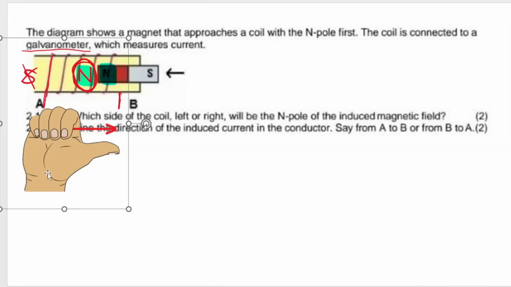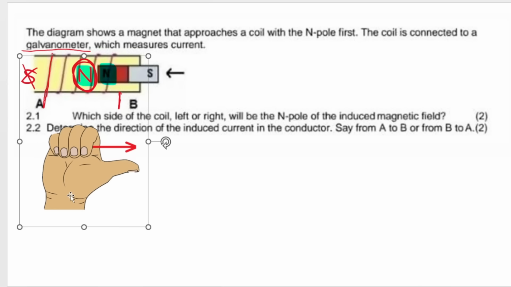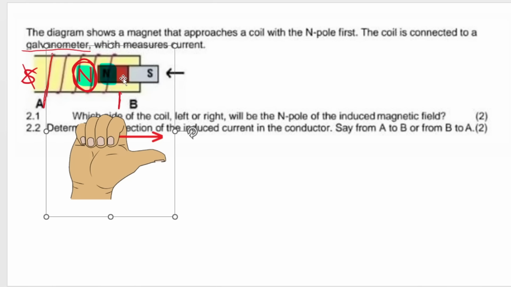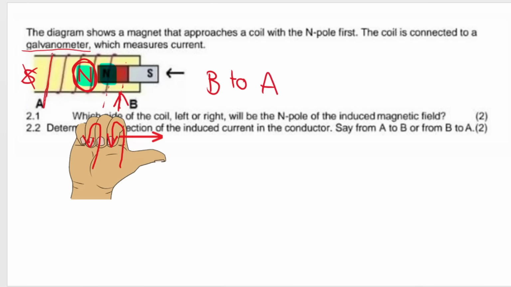And take a look at which way your fingers are curling. We're curling up and around. So it's going up the back, around the front. So actually the current is going up. So imagine the current's going like this, like that. Up the back of the coil, where we can't see it, around the front. So follow it. It's going up and around and around and around and up and around. So it's going from B to A.